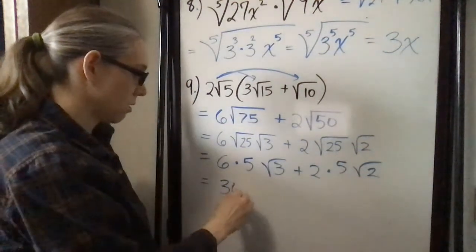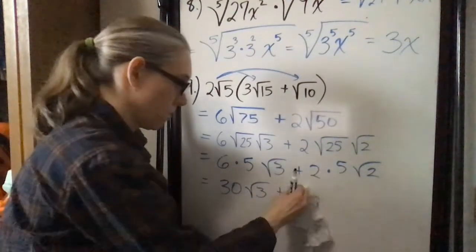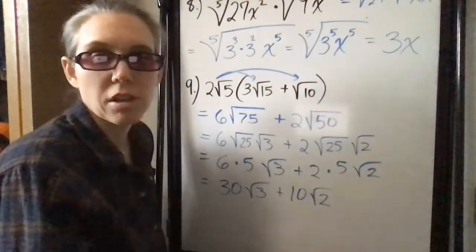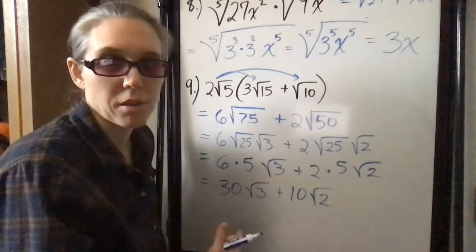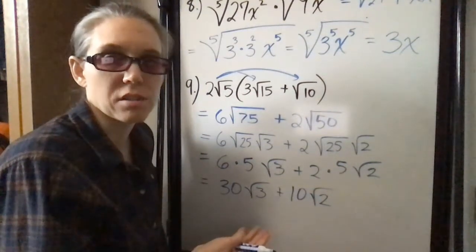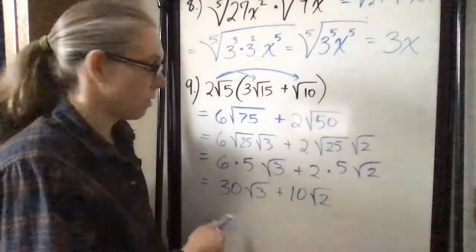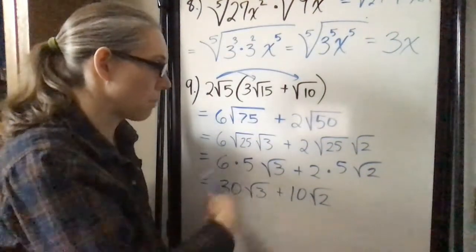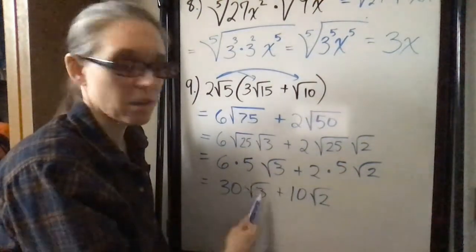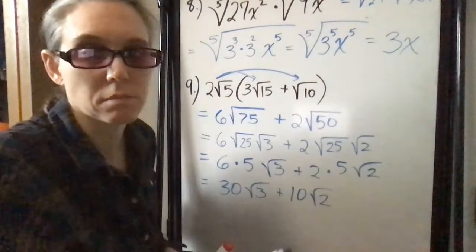This becomes 30 root 3 plus 10 root 2, and you cannot combine any further. This is also short answer, so just show whatever work you need on the scratch paper to get this answer right. There's no partial credit though, so it's just whatever you can come up with on your own. Make sure you do not combine these any further. A square root of 3 and a square root of 2 cannot be combined.